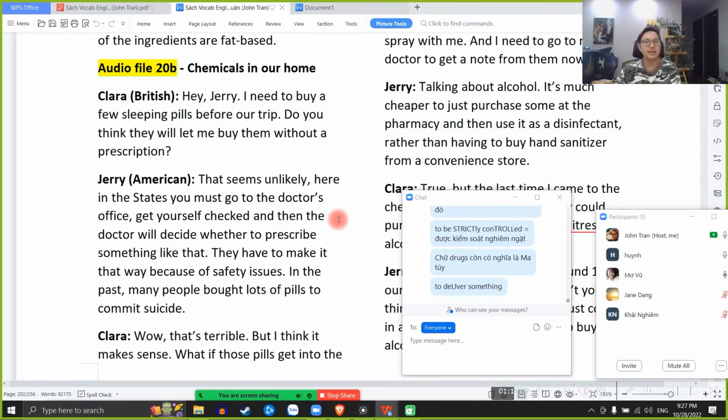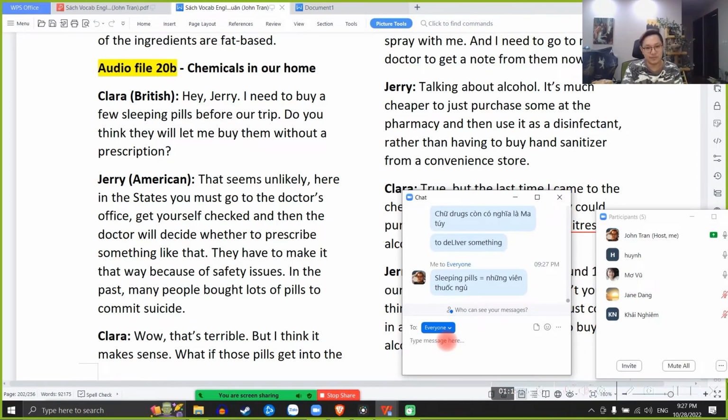Prescription. Okay. Hey Jerry, tôi cần mua một vài cái viên thuốc ngủ. So sleeping pills. So basically, you have the word sleeping pills. Những viên thuốc ngủ. Trước cái chuyến đi chúng ta, do you think they will let me buy them? Anh có nghĩ rằng họ sẽ để cho tôi mua chúng mà không có đơn thuốc không? So remember, I give you the word prescription, đơn thuốc.